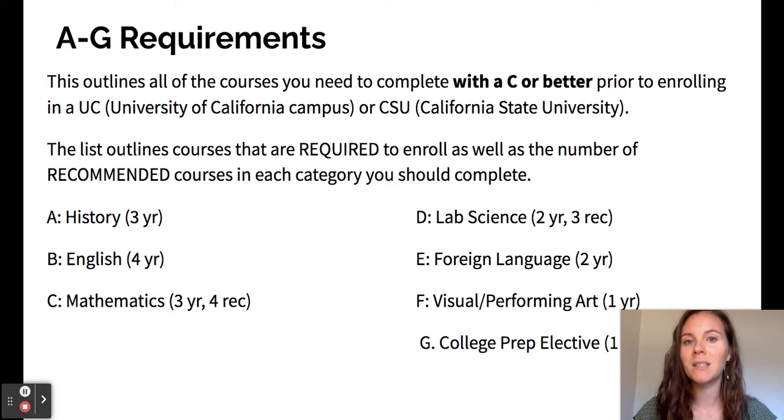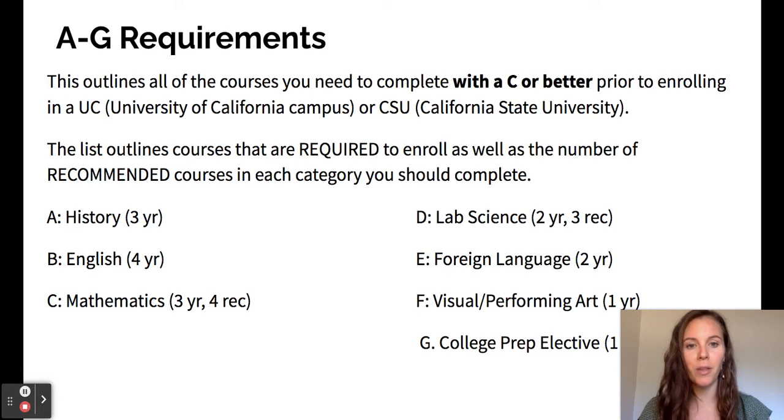These are courses that you need to complete while in high school with a C or better prior to enrolling in a UC, a University of California campus, or a California State University campus. This applies particularly to college freshmen who are starting school directly after graduating from high school. These are the courses that are required for you to have already completed to enroll as a first-time, full-time freshman in a college or university.